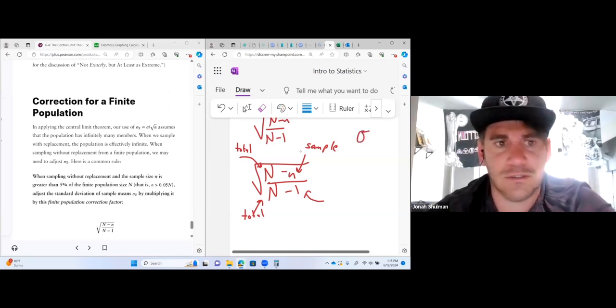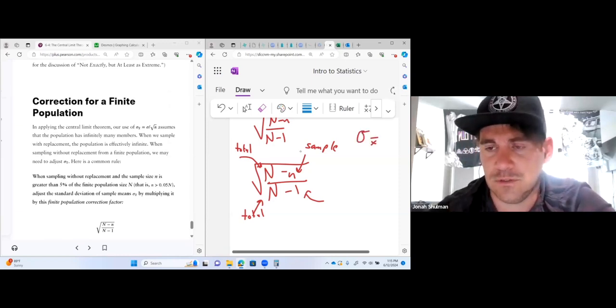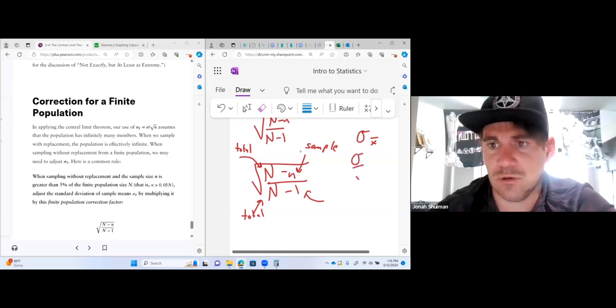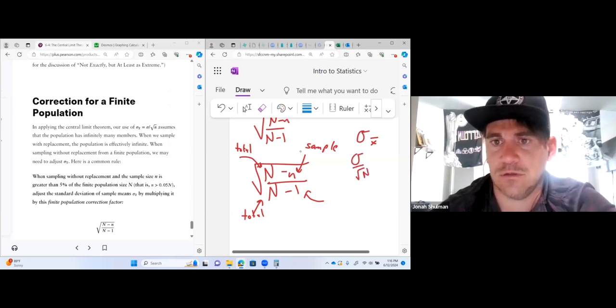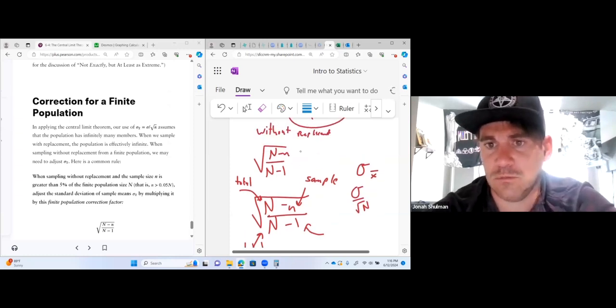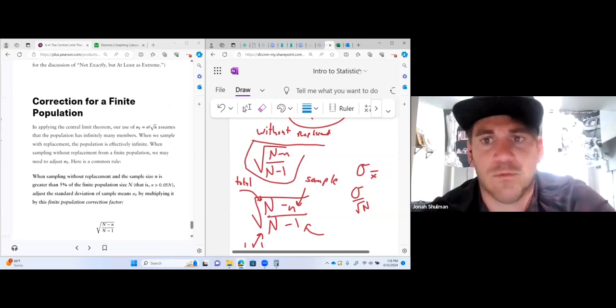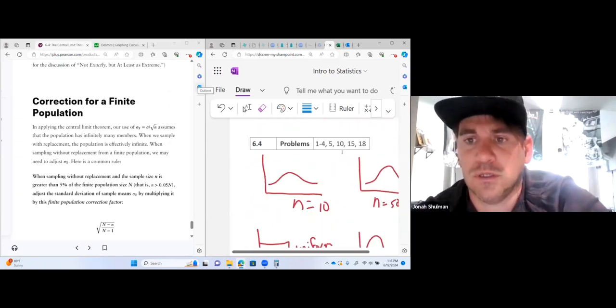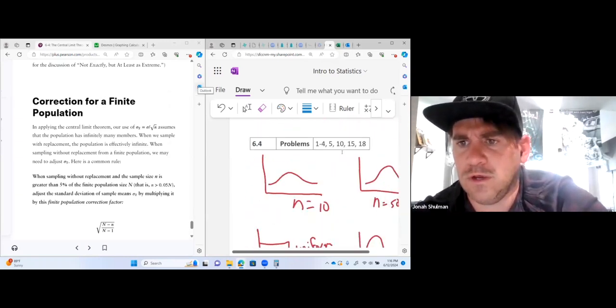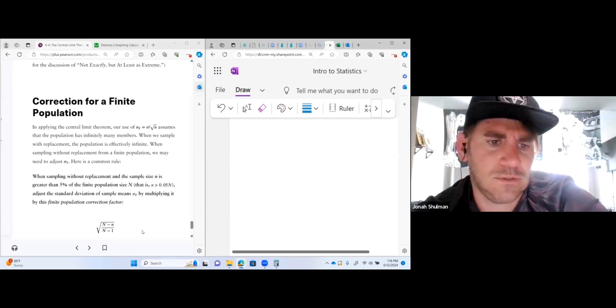So when do we use this? For the standard deviation of the means, of the groups of means we're taking, normally it's this, right? Standard deviation over the square root of n. However, if for some reason they say without replacement, we use this instead. All right, we're ready for problems. I'm ready for problems. All right, 1 through 4, 5, and 10. Let's get after it.